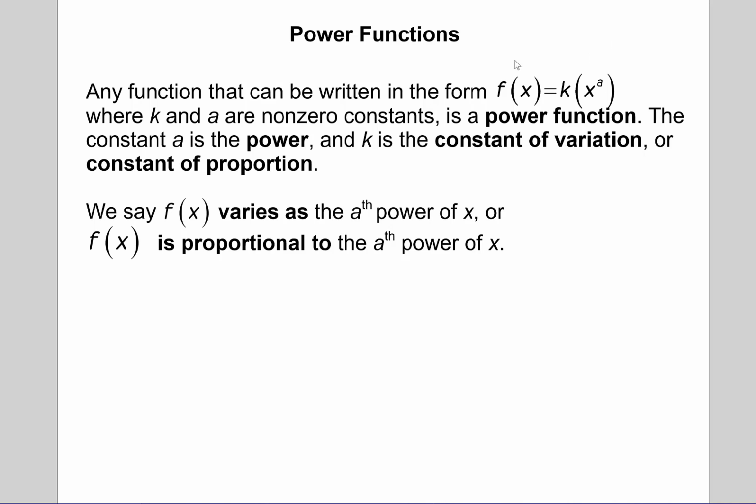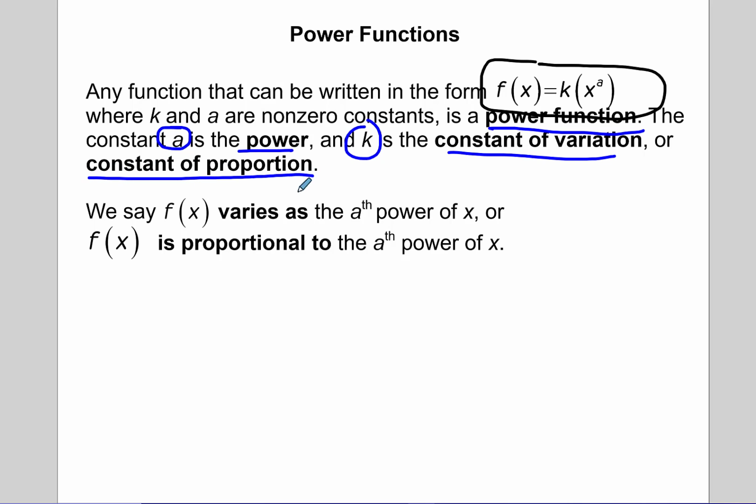Any function that you can write in the form of y equals kx to the a power, where k and a are non-zero constants, those are called power functions. A is our constant, that's the power, and k is the constant of variation, or sometimes called the constant of proportion. When f of x varies as the ath power of x, we often say f of x is proportional to the ath power of x.